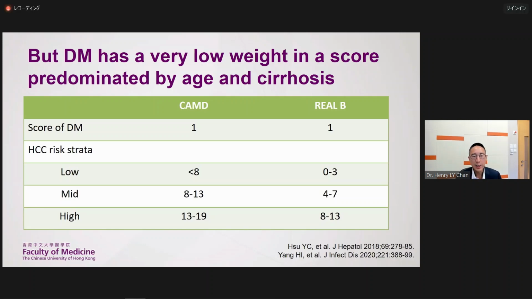A look at the HCC risk strata. For the CAMD score, low risk means less than 8. In REAL-B, low risk means 0 to 3. And the weighting of diabetes is actually very, very small. So in other words, diabetes is an independent risk factor, but based on these HCC risk scores, it's not such an important risk factor to influence the risk of HCC, and other factors like liver cirrhosis and age and gender and other things are more important.